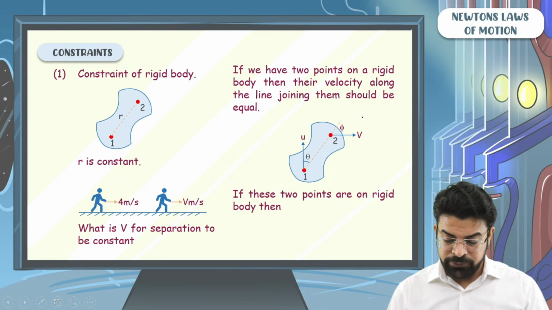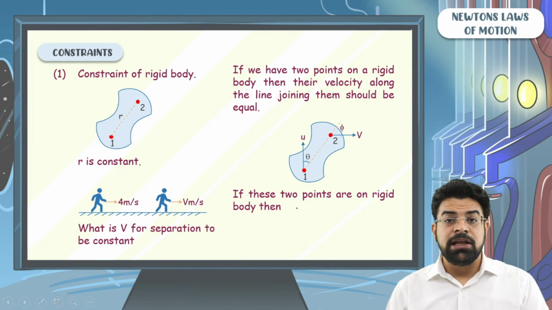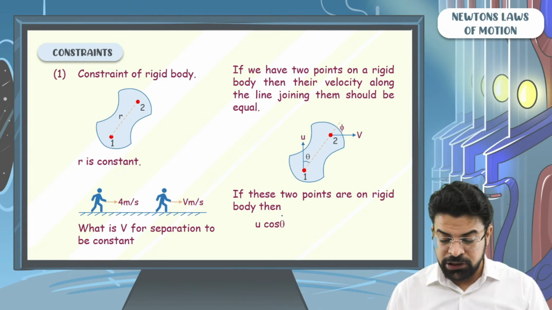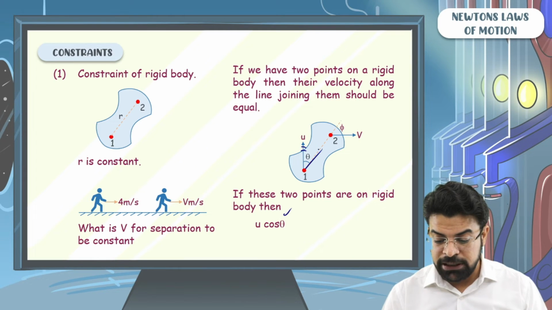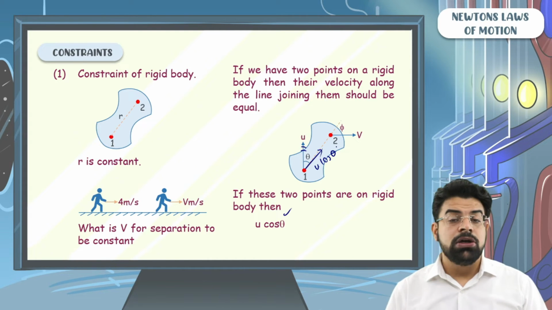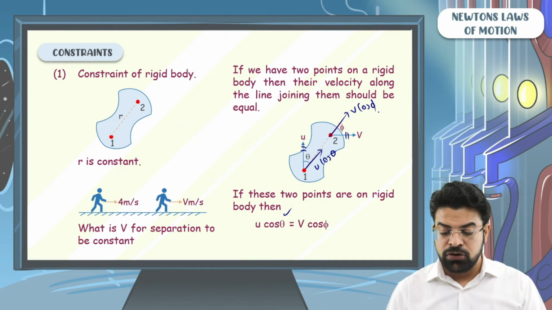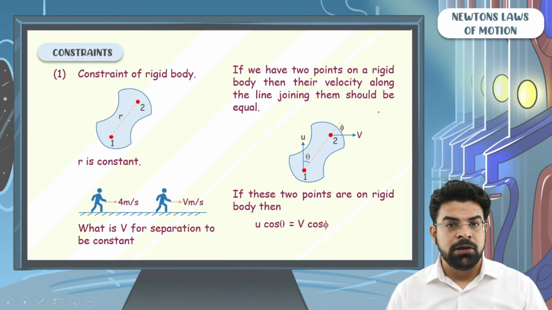So we can say if these 2 points are on a rigid body, then their velocities along the line joining them should be the same. Hence we can say that u cos theta, the component of the velocity of particle 1 along the line joining them, should be equal to the component of the velocity of particle 2 along the line joining them, that is v cos phi. So u cos theta has to be equal to v cos phi. Let's practice a question based on this.